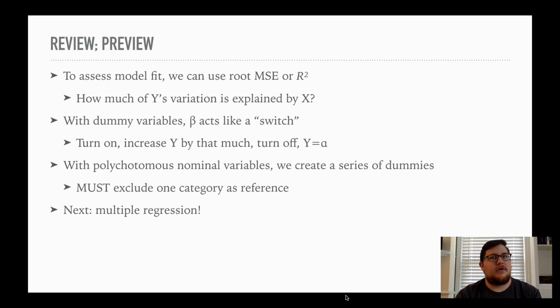Next up, we'll talk multiple regression. I'll be posting some stuff about your multiple regression projects in the coming days, so keep an eye out for that. Your lab assignment this week is going to be related to this, so make sure that you keep an eye out for that as well.